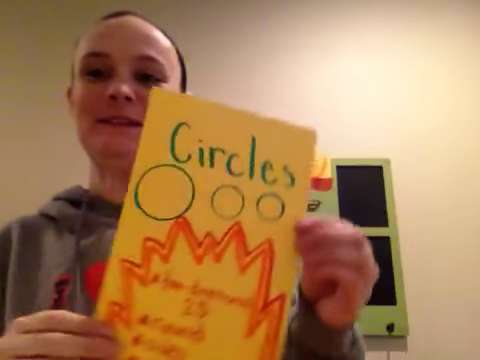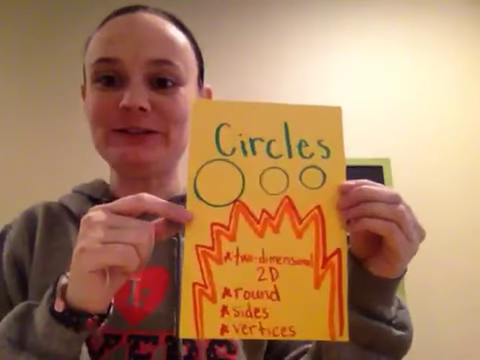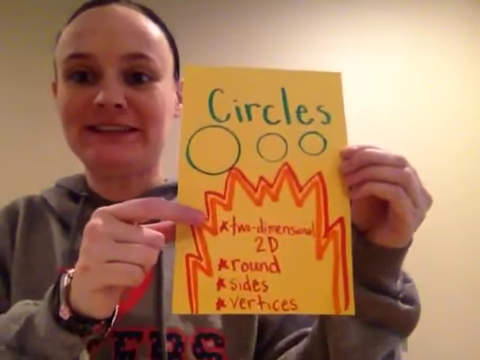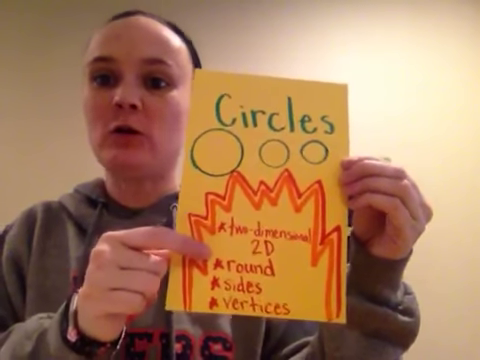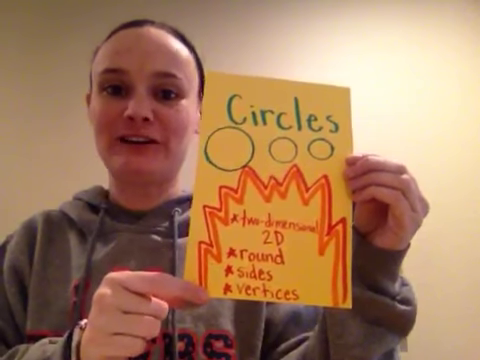Today's lesson is going to be on circles. Here I've drawn a couple examples of circles. Our five words today are two-dimensional or 2D, round, sides, and vertices. Before we begin, we're going to start like we always do with our fourths. So I'm going to divide my paper into fourths.